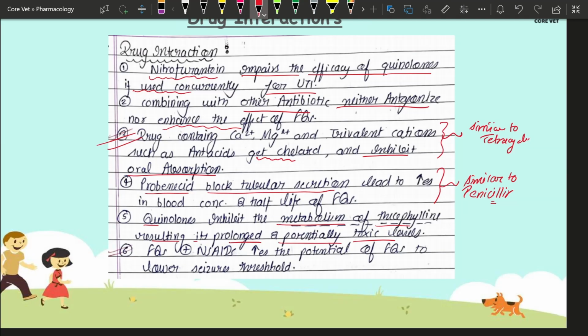Obviously, if the metabolism of a certain drug is inhibited by another drug, it will lead to the accumulation of that drug inside the body, ultimately leading to a toxic level. So when the fluoroquinolones are added with NSAIDs, it will lead to what? It will increase the potential of the fluoroquinolones to lower the threshold value for seizures, right? I had told you that at a certain threshold value the seizures occur. But if a certain drug reduces that seizure threshold, it will lead to the occurrence of convulsions at much lower threshold values, right?